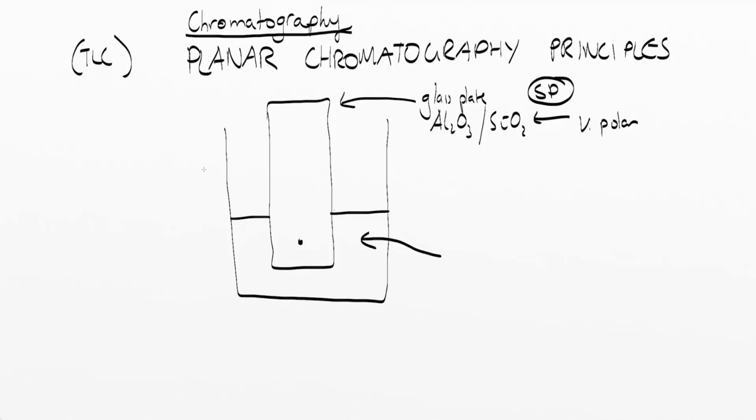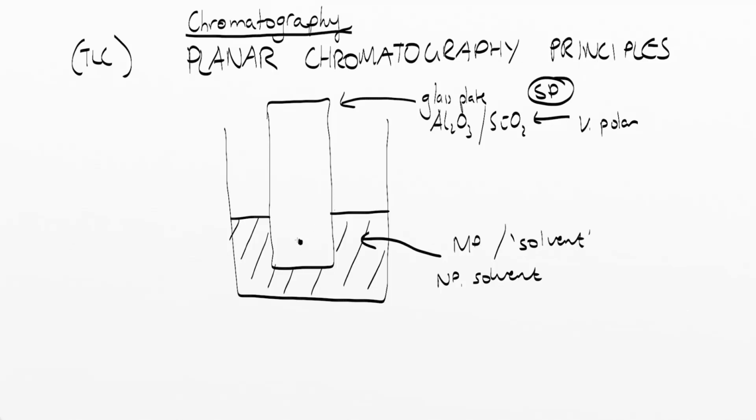The mobile phase is this here. We can call this the solvent. This is known as the mobile phase, also known in this context as the solvent. And this is usually a non-polar solvent, something like a ketone, or sometimes an ester, or a big, heavy hydrocarbon. So non-polar solvent and a polar plate.